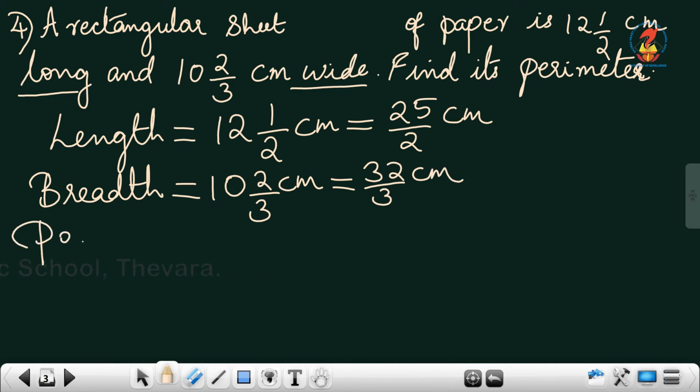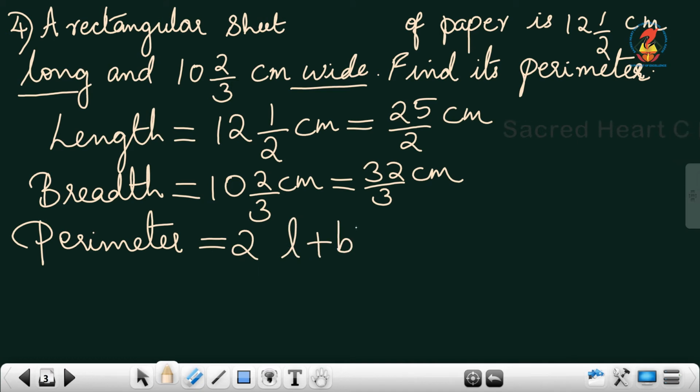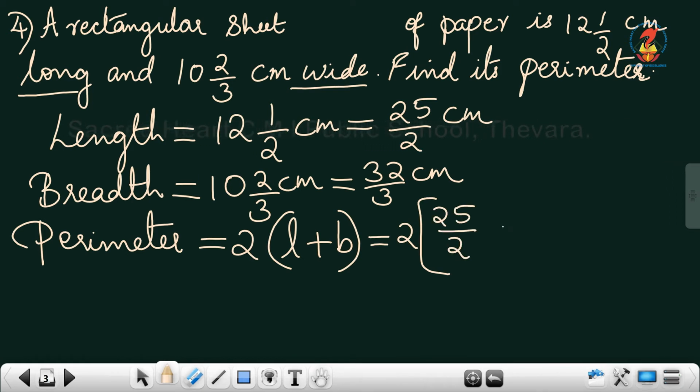And we already studied the formula for finding the perimeter of a rectangle. Perimeter means what? Sum of the length of all the sides of a closed figure, is it? What is the formula? 2 into L plus B. And it is given here, length. What is the length here? 25 by 2 plus, what is the breadth here? 32 by 3. Okay, then solve it.